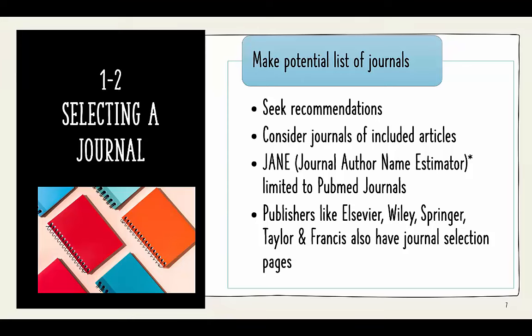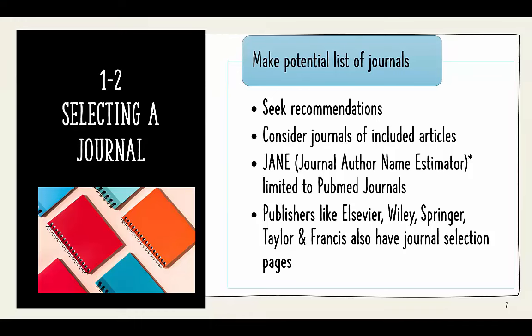In selecting a journal, of course, there's lots of ways of thinking about a nice list for them. They might seek recommendations from their colleagues. They could look at the journals of articles that they already have. There's the Jane tool, which is a journal author name estimator. Now, this is limited to PubMed journals, so if it's a social science one, they might want to try a different journal selection tool. And lots of the publishers also have them. I try to stay away from the publisher ones just to give my group the widest range of options, but those are just a few things you can think of.